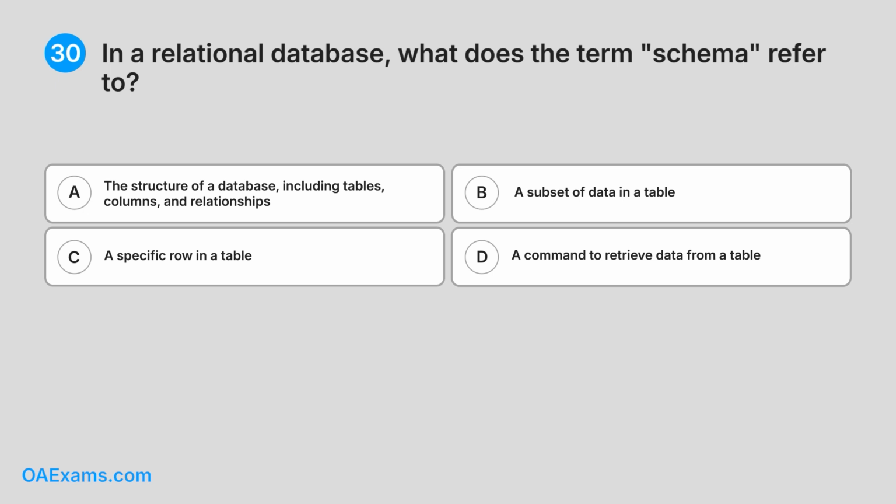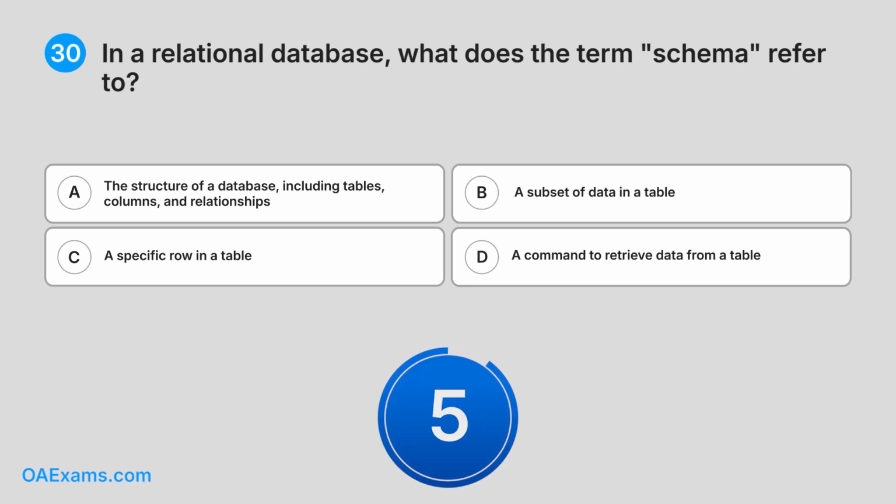A. The structure of a database, including tables, columns, and relationships. B. A subset of data in a table. C. A specific row in a table. D. A command to retrieve data from a table. Can you guess the answer?